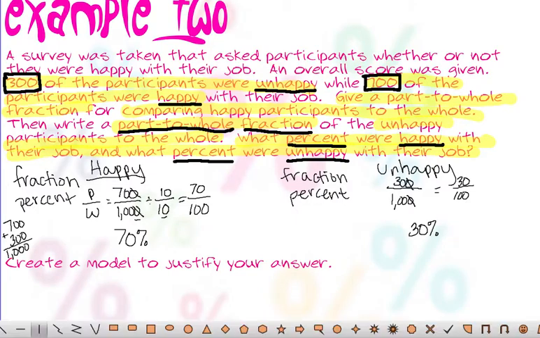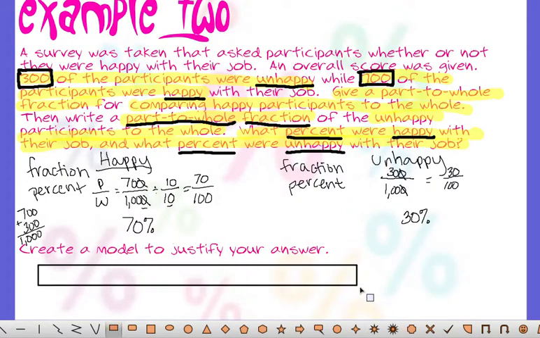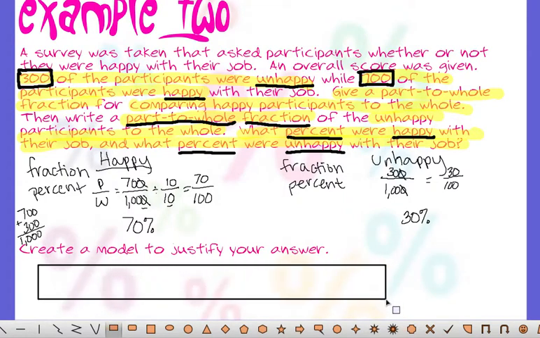And again, we're going to create a model just to justify our answer here. And I really like this kind of tape diagram. It really seems to help us out a bit, and it especially allows us to visualize what's going on. There is no way that I would expect you to draw 1,000 boxes. That's just silly. So we're going to take 1,000 and break it down by hundreds.